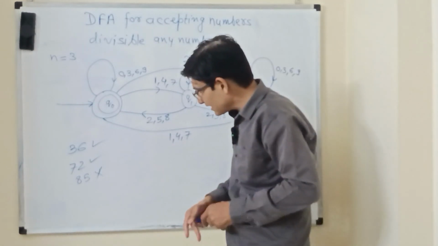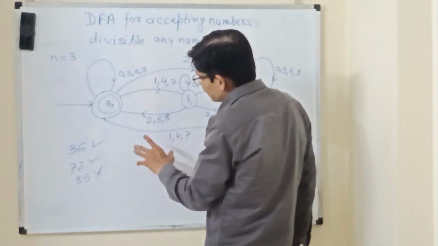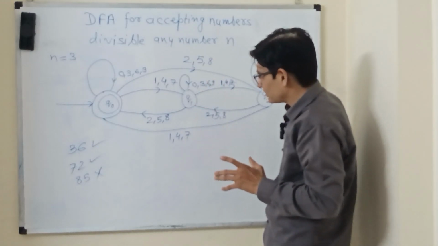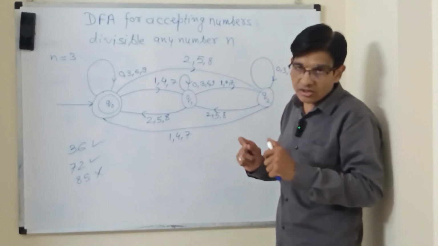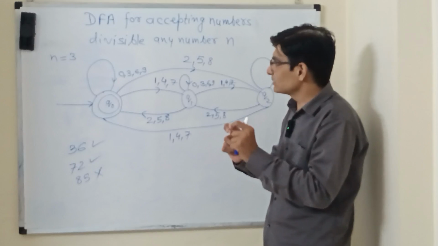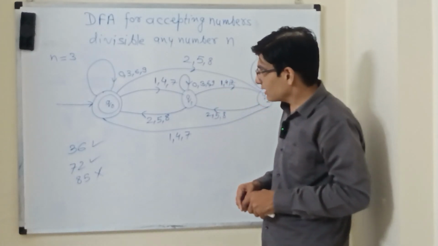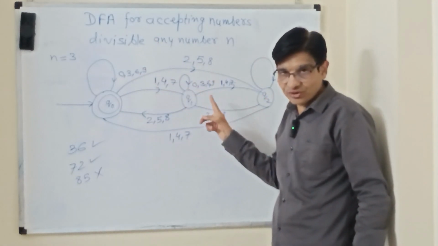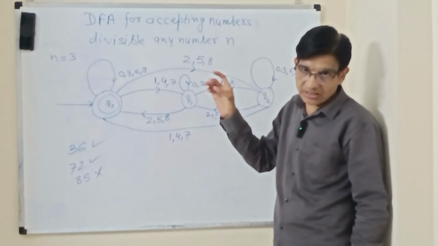So you can check any number that is divisible by 3. It will be accepted by this machine, and those numbers that are not divisible by 3 will not be accepted. So this is the general logic of creating a DFA for accepting numbers divisible by any number n. And remember, we have discussed it for binary numbers as well as for decimal numbers. So you can apply the same logic for both types of numbers.